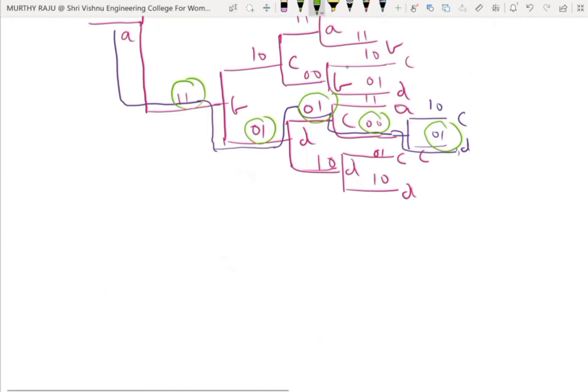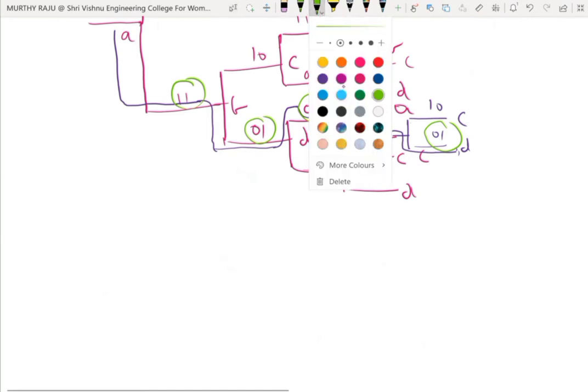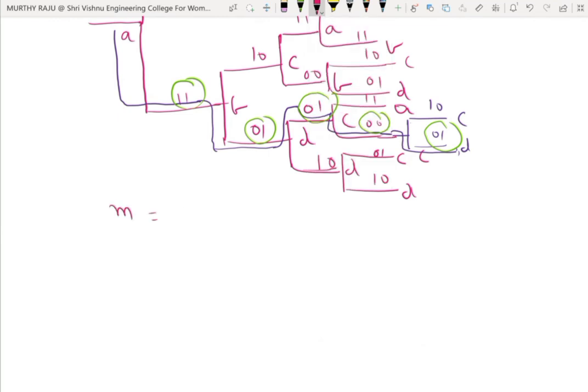Therefore, the message sequence M equal to 1 1 0 1 1 is encoded into 1 1 0 1 0 1 0 0 0 1. This is the transmitted sequence. It is represented by X.